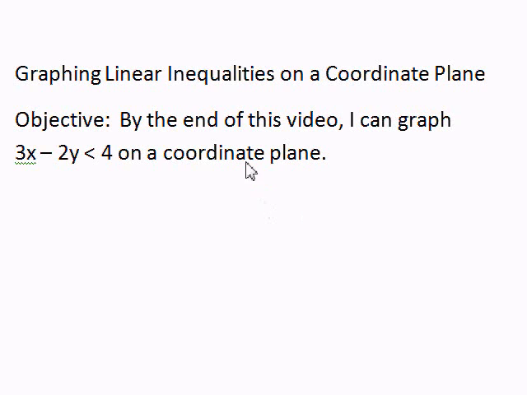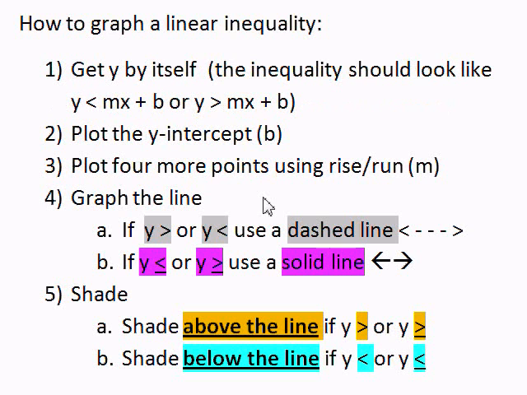Hello, welcome back. Today we're going to be graphing linear inequalities on a coordinate plane. The objective is by the end of this video, you should be able to graph an inequality such as 3x minus 2y is less than 4 on a coordinate plane. Here are the steps I'm going to be going through in order to graph the inequality on a coordinate plane. You'll notice that these steps look a lot like the steps to graphing a regular equation in slope-intercept form.